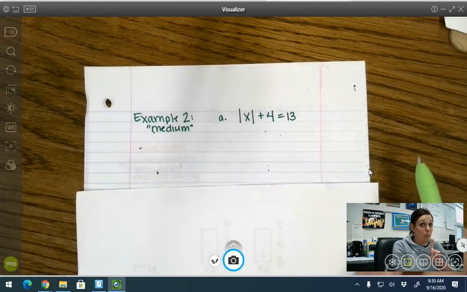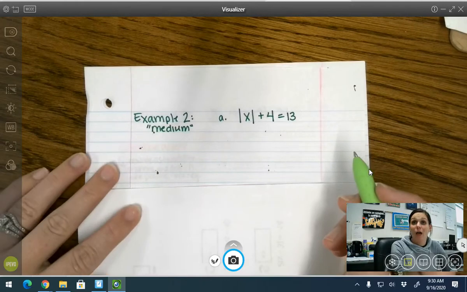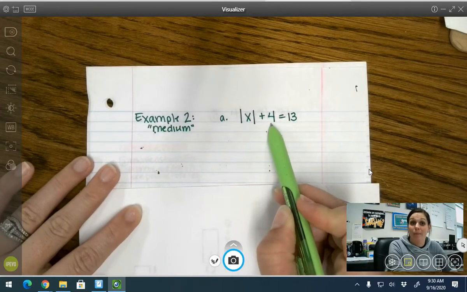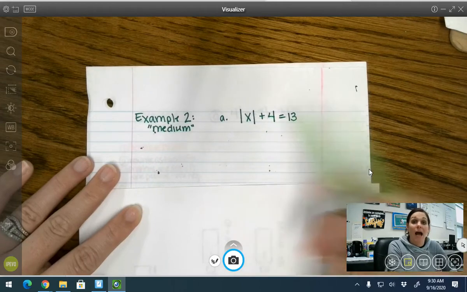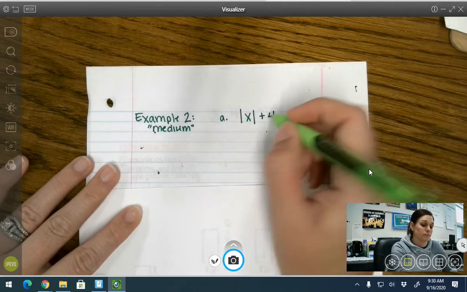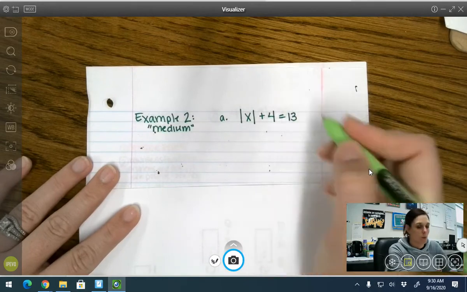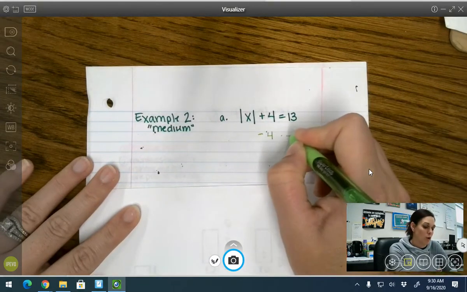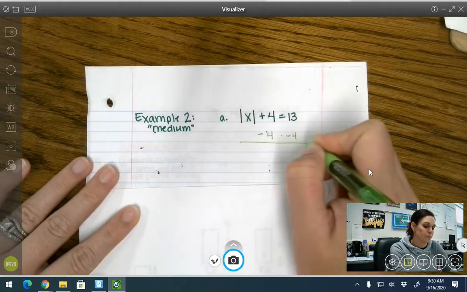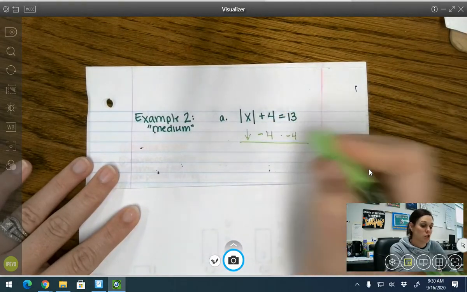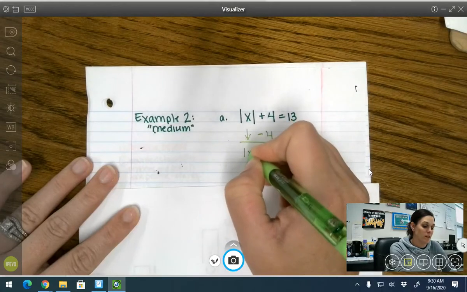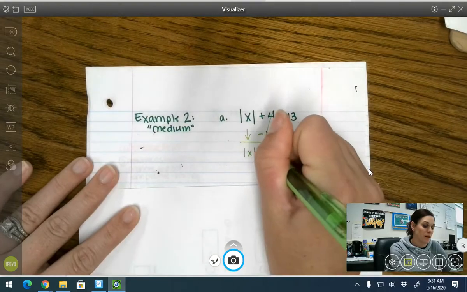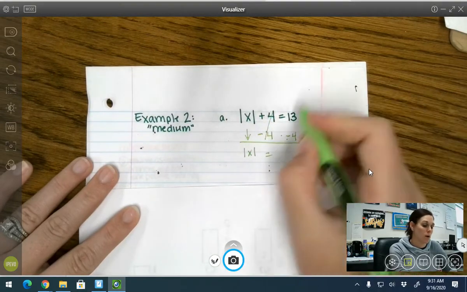So again, step 1 says absolute value by itself. Well, right now, this plus 4 is in the way. So we've got to get rid of it. All right, how do we get rid of plus 4? Yes, we're going to subtract 4 from both sides. So what I do to one side, I'm going to do to the other. I'm going to bring down what I haven't touched, and please bring down the bars with it. This now cancels to 0. And then I'm going to solve 13 minus 4, which equals 9.